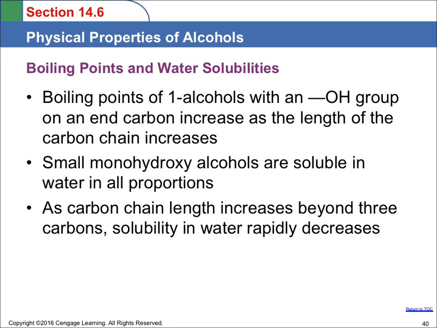Boiling points of alcohols that have the OH group on the end are going to increase as the length of the carbon chain increases. If you've got small alcohols with only one OH group present, these are always going to be soluble in water. And then as your carbon length increases, your solubility in water rapidly decreases.